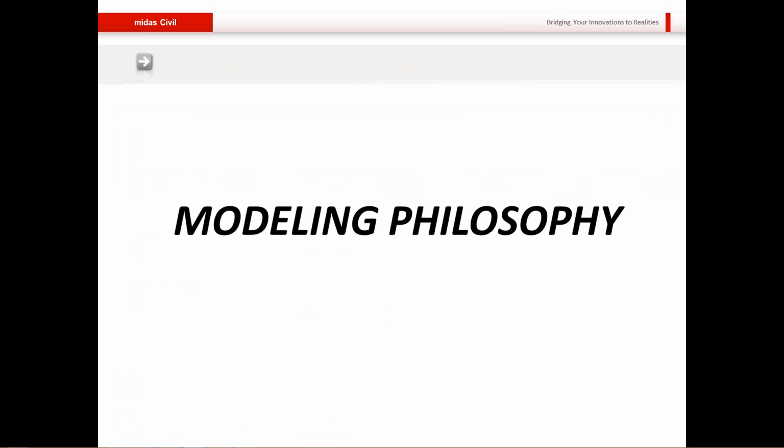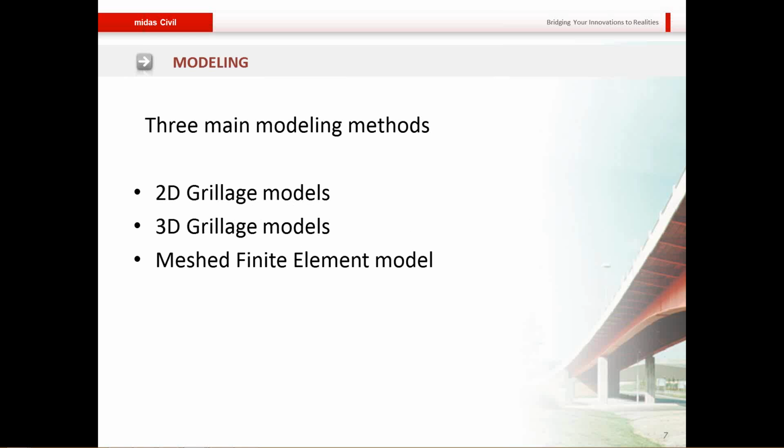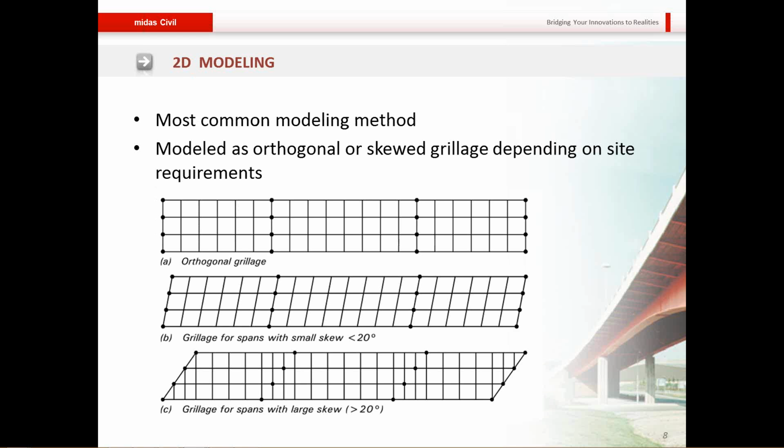So that's pretty much it about our company and about our software. I'll jump right in to the crux of our discussion topic today, starting with the modeling philosophy behind steel girder bridges. It's pretty obvious to anyone who's been in this industry for a while that there are three main modeling methods available when you use a software: 2D grillage models, 3D grillage models, or a meshed finite element model. Each of them has its advantages and disadvantages. I'll discuss them briefly over here.